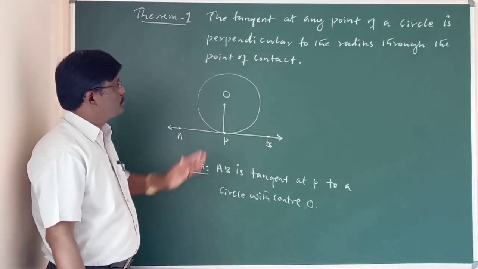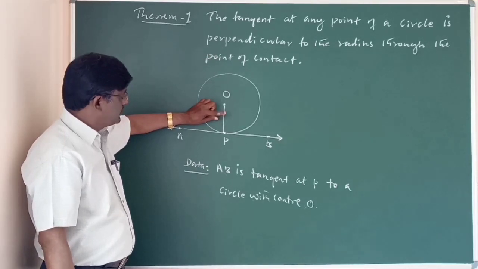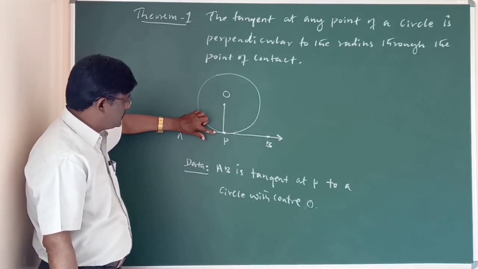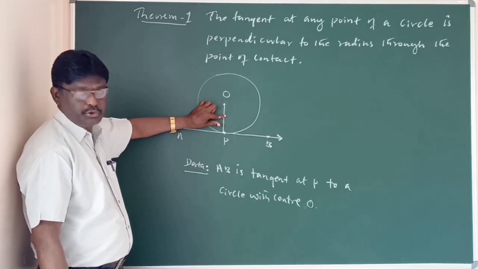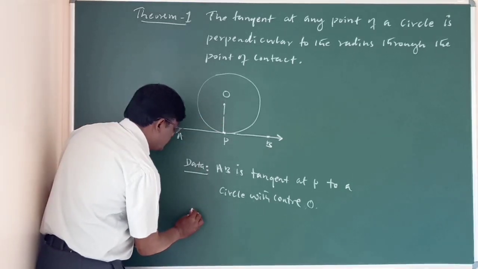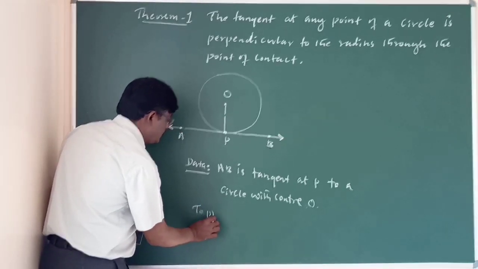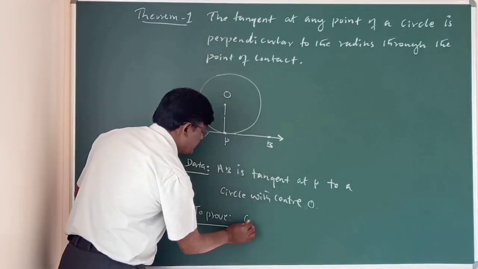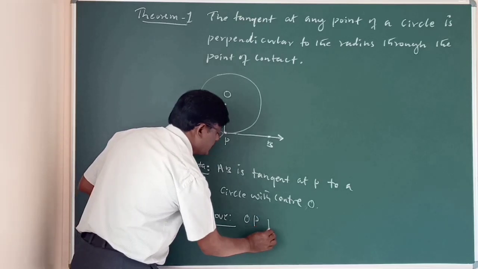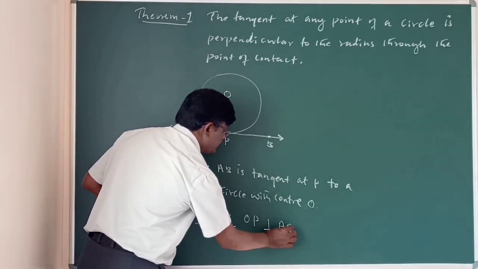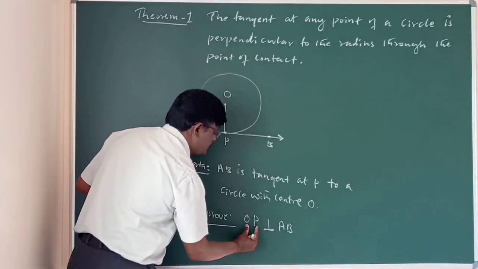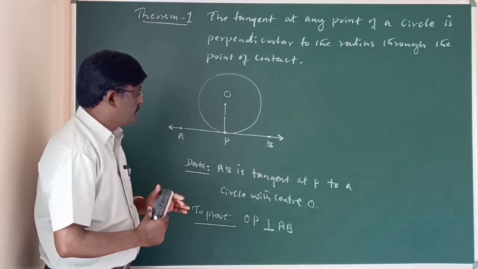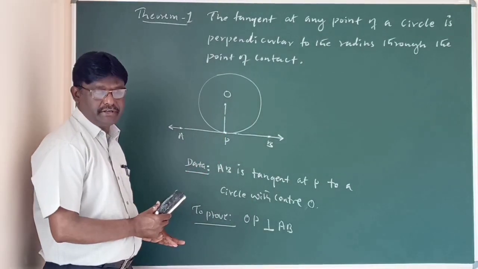Next, what we have to prove? That radius is perpendicular to the tangent, or tangent is perpendicular to the radius. That is the one we have to prove: OP is perpendicular to the tangent. That means the tangent is perpendicular to the radius drawn at the point of contact.